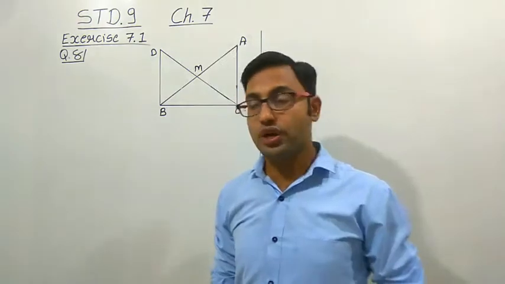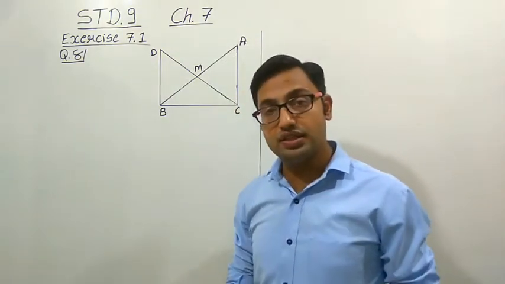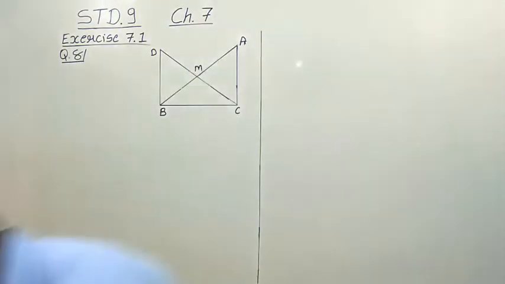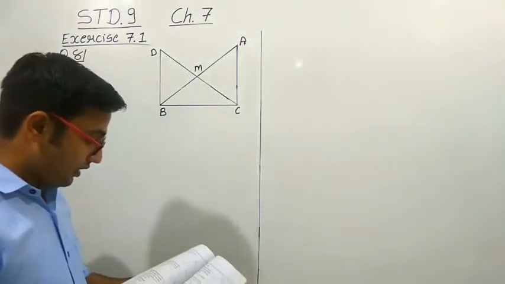Hello students, today we will study question number 8 of exercise 7.1. This is the topic of standard 9, chapter number 7, triangles. So what is the question? The question is: in right angle triangle ABC.